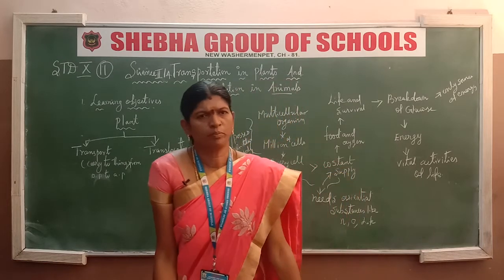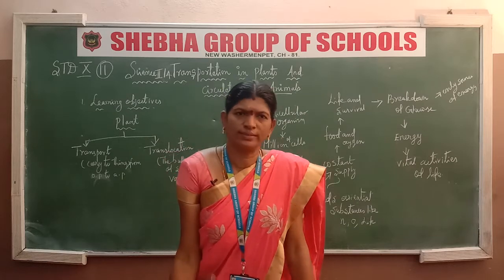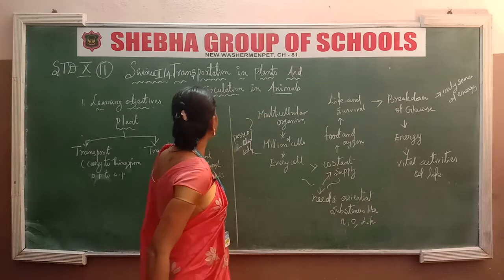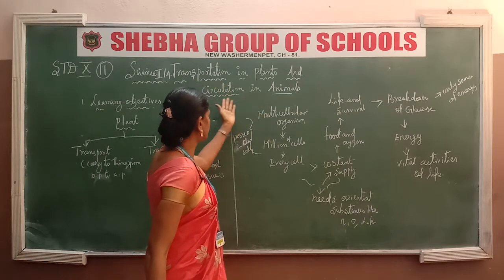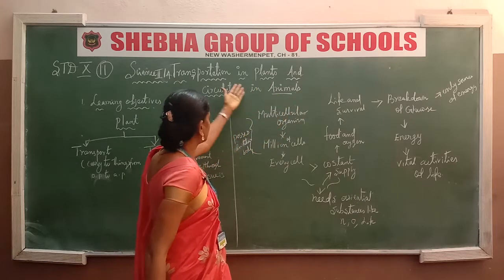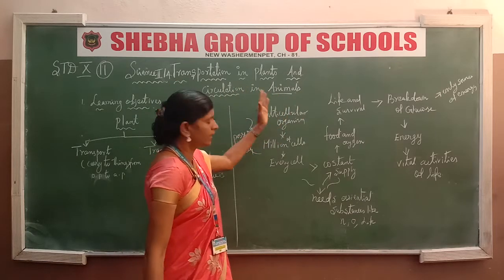Listen, we have finished the previous lessons, unit numbers 12 and 13. Now we are going to lesson number 14, transportation in plants and circulation in animals. Okay? Transportation in plants and circulation in animals.